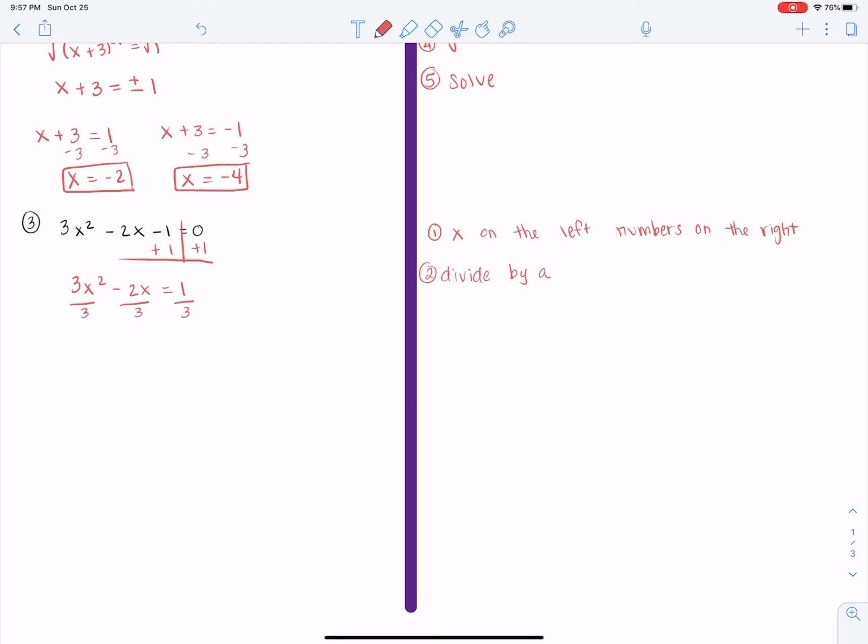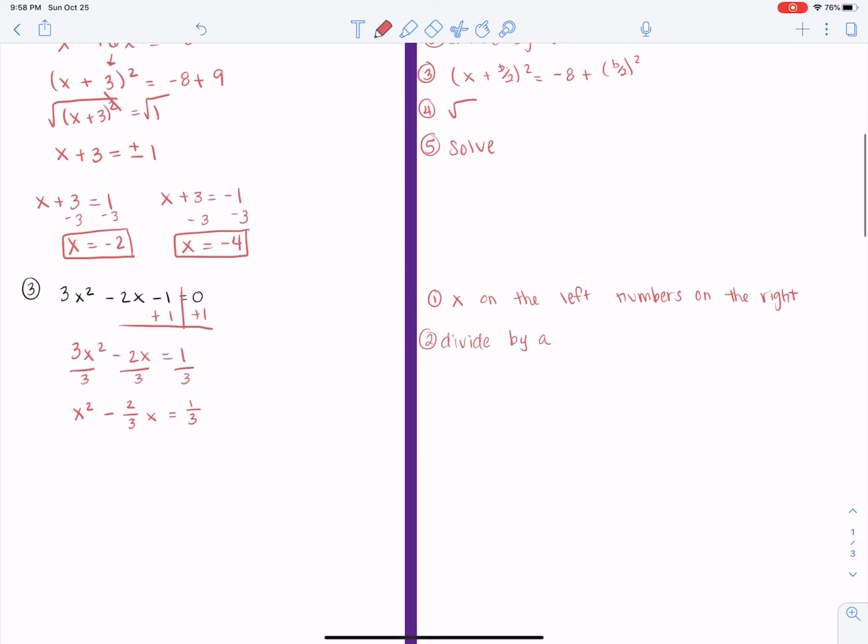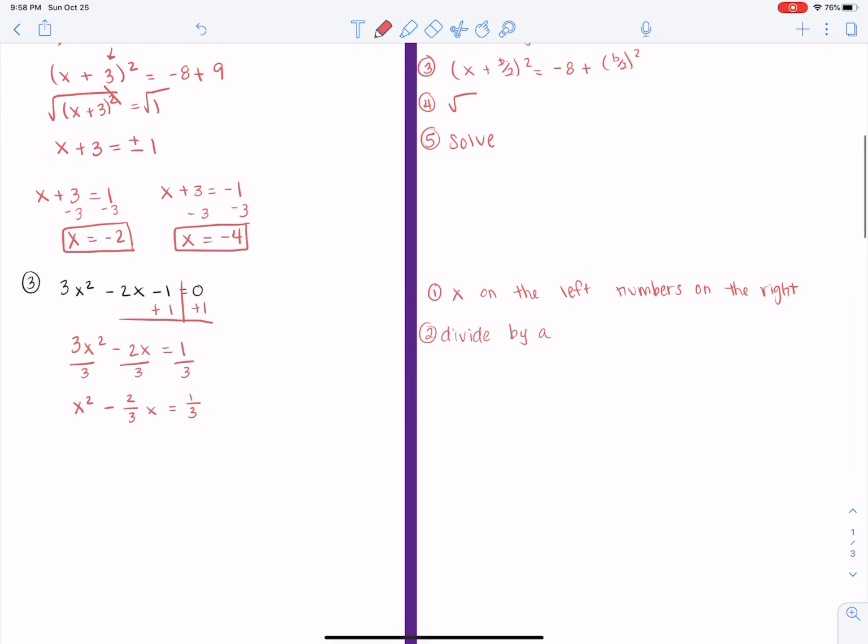Okay, and this is where it gets a little bit nasty because you're going to have some fractions in play, but that's okay. We know how to deal with fractions. So 3 divided by 3 is a single x squared, 1 whole, minus 2/3 x equals 1/3. Okay, keep everything as fractions today. You're not going to give me any decimals, okay? All right, after you divide, then you need to build. So step 3 is we're going to build that parentheses.